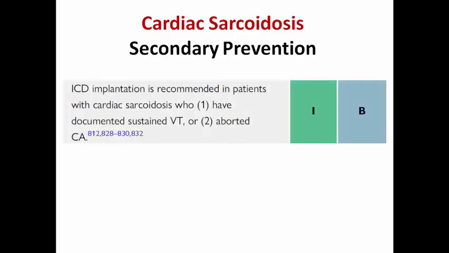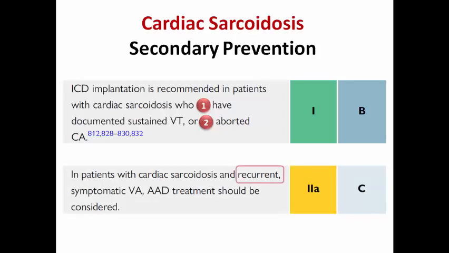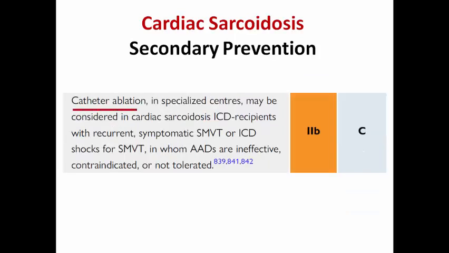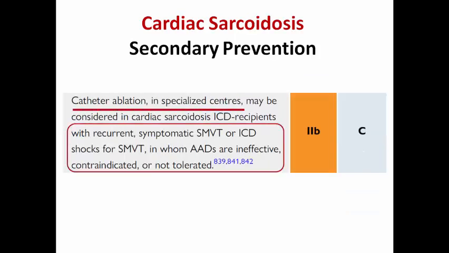Regarding secondary prevention, patients who have documented sustained VT or aborted cardiac arrest have a clear indication for ICD implantation, and if they are having recurrent symptomatic ventricular arrhythmias, antiarrhythmic drugs are indicated. And of course, catheter ablation in specialized centers is indicated in recurrent symptomatic VT or recurrent ICD shocks in which antiarrhythmics are ineffective, contraindicated, or not tolerated, and this is class 2B.